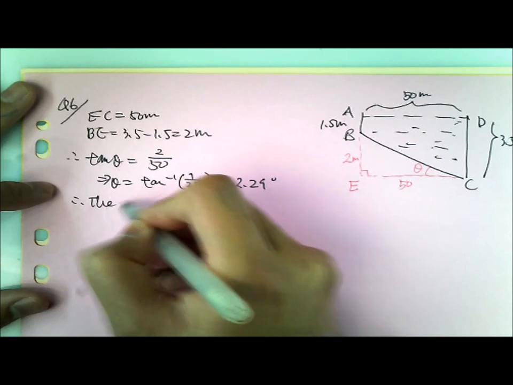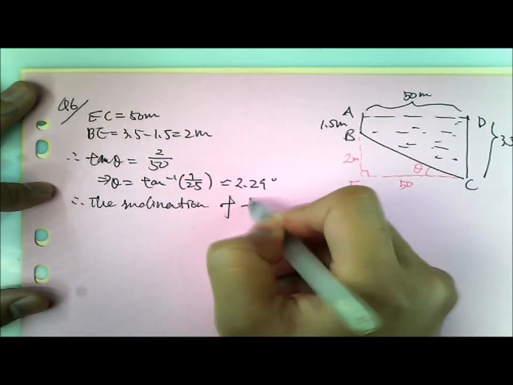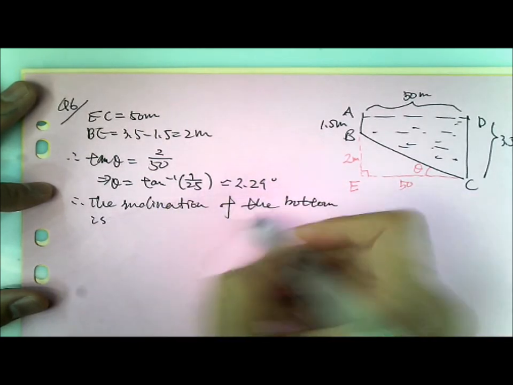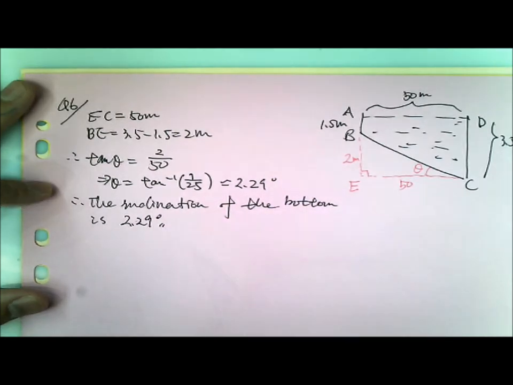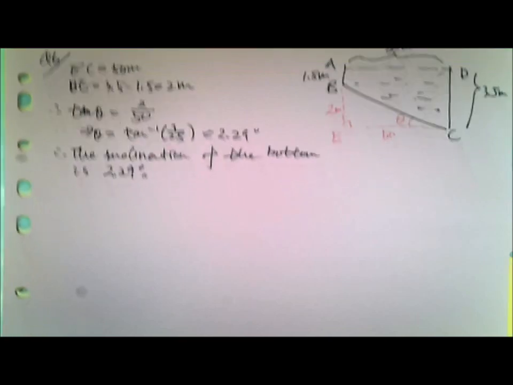So the inclination of the bottom is 2.29 degree. Okay, understand? So this is question 6. Keep going on.